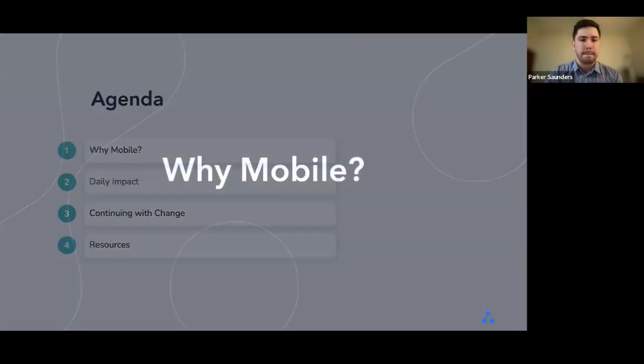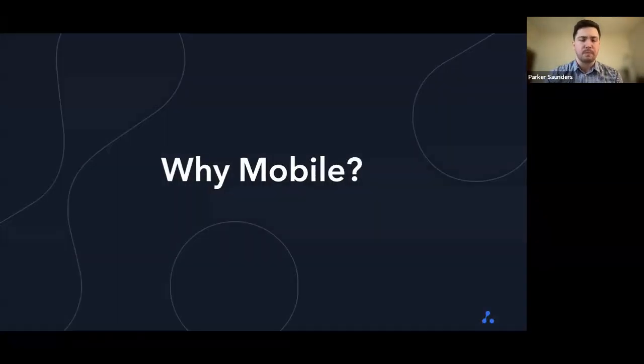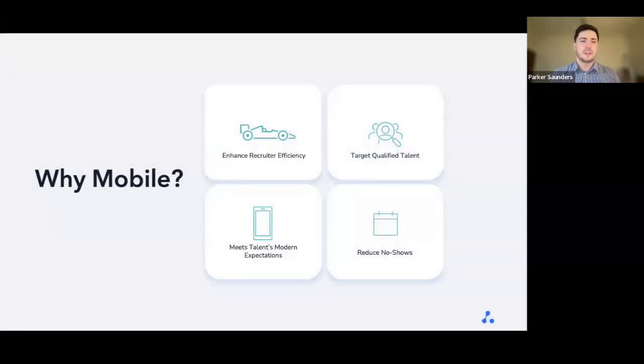So why mobile? In the context of mobile talent platforms specifically, there are really 4 key tenets in terms of outcomes that we can expect when deploying mobile strategies. So the first is about enhancing recruiter efficiency.